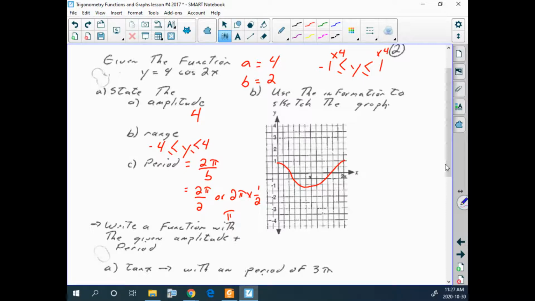That is an approximate graph. Now my maximum and my minimum are going to become 4 now instead of 1. So I'm going to start up here. Now, because I'm stretching it, if I just stretched it by a factor of 4, you get a graph that looks like that. So that's just a vertical stretch by a factor of 4.